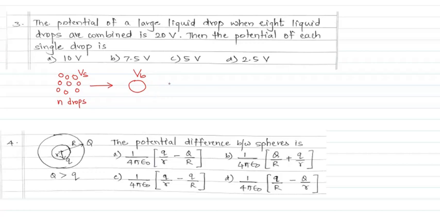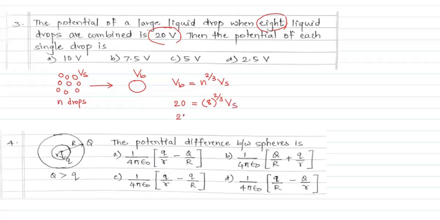The relation between Vb and Vs is Vb is equal to n raised to 2 by 3 into Vs. This is the shortcut formula. So substitute the values. He has given when 8 drops are combined, so n is 8. The potential of the bigger drop he has given. So 20 is equal to 8 raised to 2 by 3 Vs.